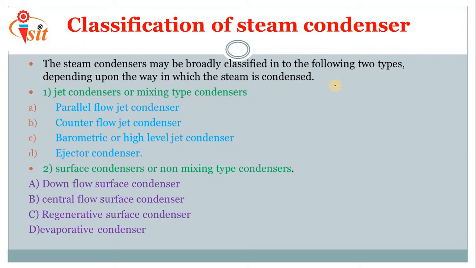So this is the classification of the steam condenser. There are two types. The first is the jet condenser and the second one is the surface condenser.